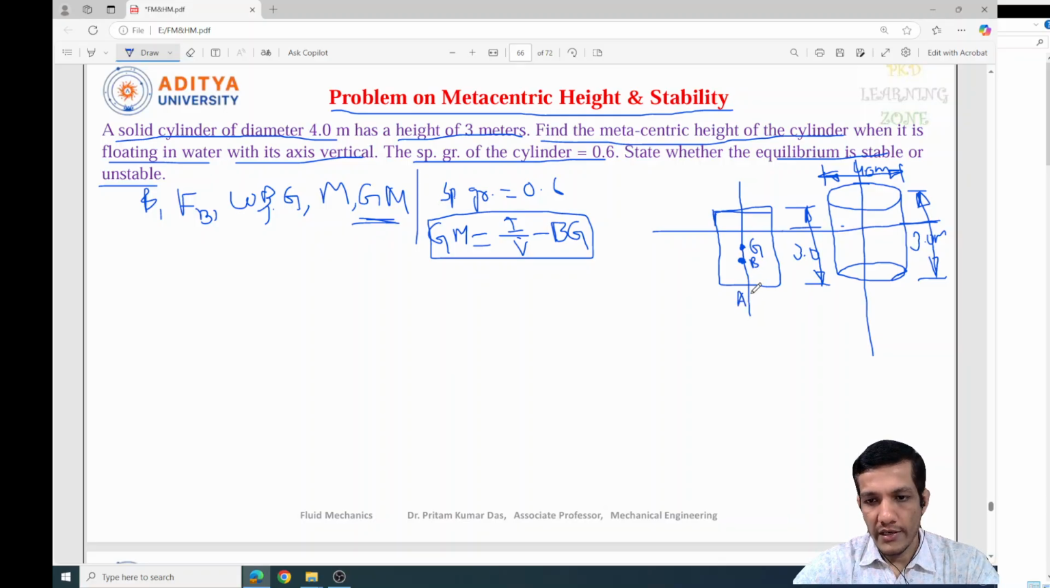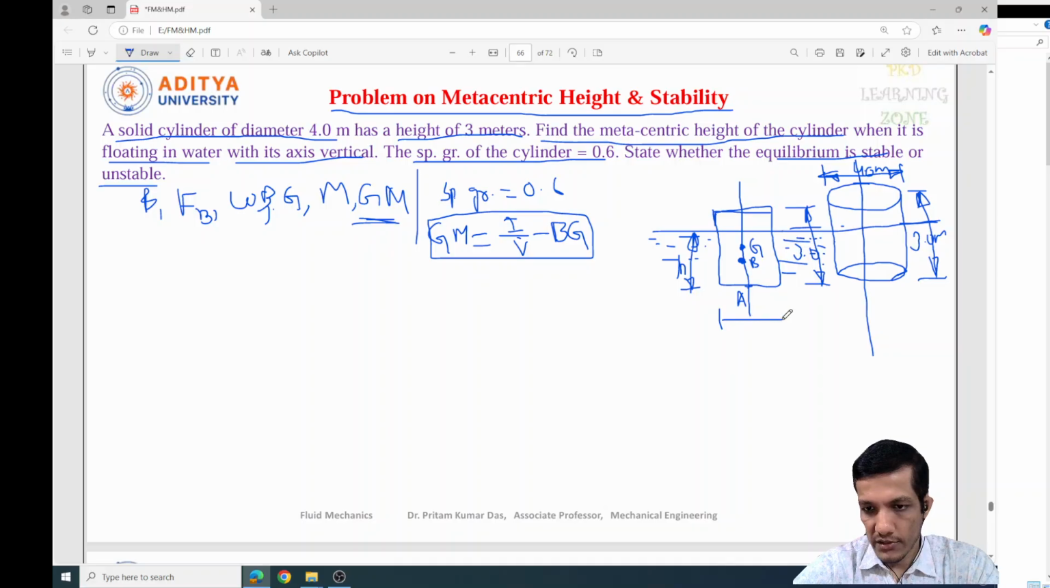Let me mark a point A at the bottom of this. Now I is the moment of inertia, V is the volume, and BG is the distance from the center of buoyancy to the center of gravity point. First I'll find the depth of immersion of this body inside the fluid. The water level is there, I have not marked it here, but the body is already floating in the water at that level. This immersion height in the fluid you can consider as h. Now how much portion is inside the water level, that also you can calculate.